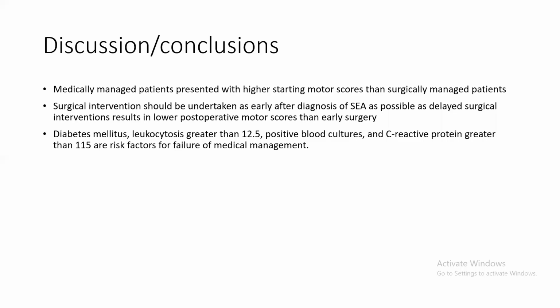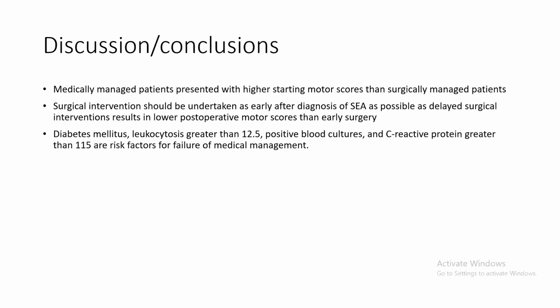But either way you look at it, one thing's for certain, and as you see here in the last bullet, certainly diabetes, leukocytosis greater than 12.5, positive blood cultures, and CRP, inflammatory markers greater than 115 are certainly risk factor indications for failed medical management, thus warranting surgical intervention. Yeah, I think that's a great conclusion.